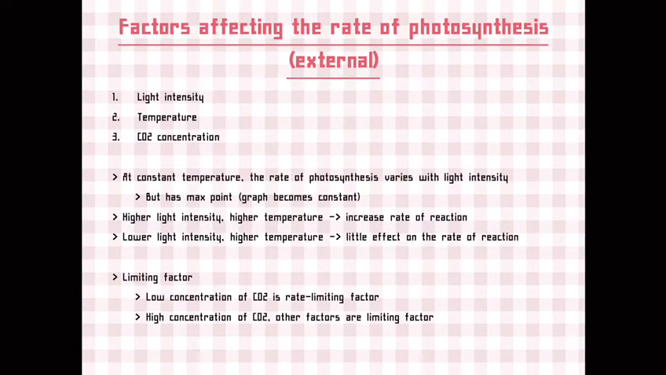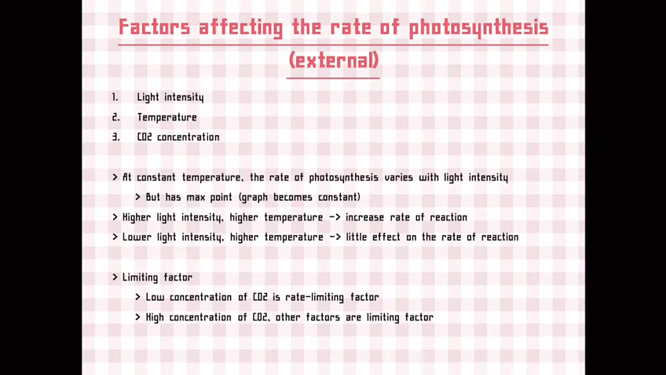Three factors affect the rate of photosynthesis. The first one is light intensity, the second is temperature, and the last one is CO2 concentration. However, although the rate of photosynthesis changes, it eventually reaches a maximum point where the graph becomes constant. In the condition of high light intensity and high temperature, the rate of photosynthesis increases. However, in the condition of low light intensity and high temperature, the rate of reaction does not show significant change.